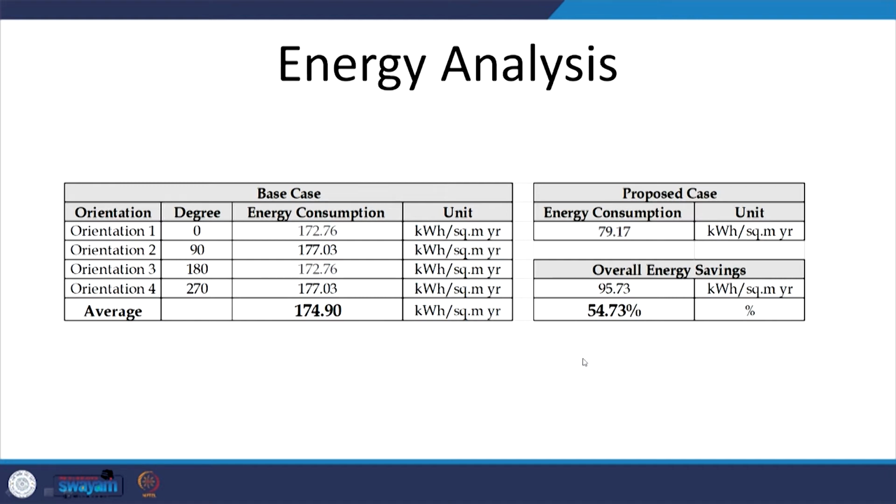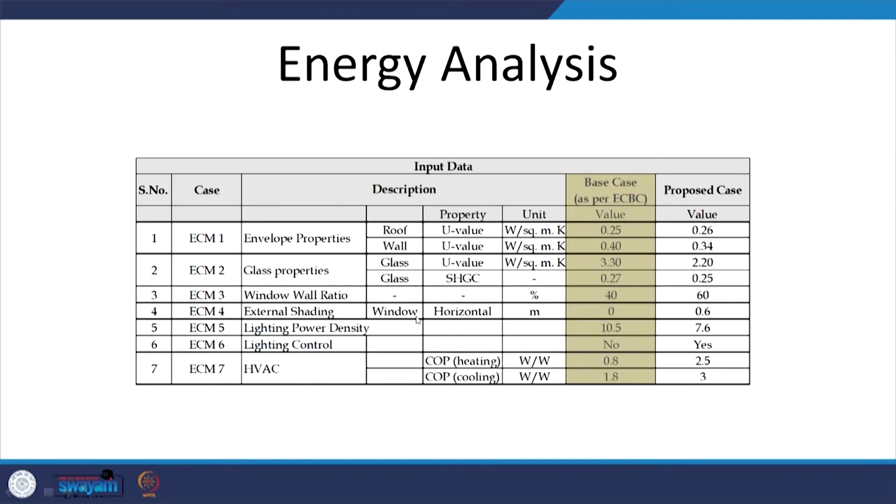However, in real cases, we may not be employing all the energy conservation measures which we implemented or added in the proposed case. So, if we look at the energy conservation measures, we change the envelope properties, we change the glass properties, we change the window wall ratio, we added external shading, we change the lighting power density, we added lighting controls, and we also changed the HVAC system.